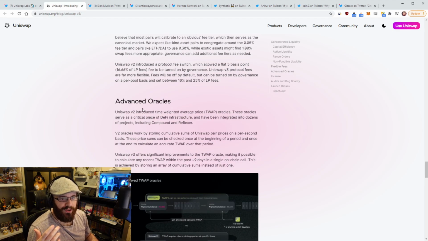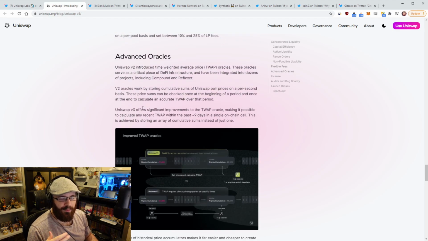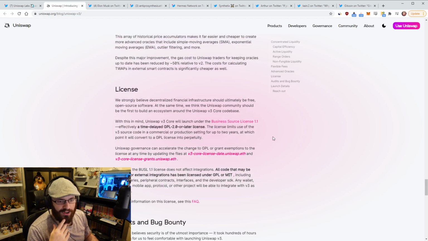Other features include advanced oracles, so they've upgraded their TWAP oracles that are being used, I guess, sparsely within DeFi. I'm sure more people are going to use them as time goes on. And I guess the last interesting thing here was their license.